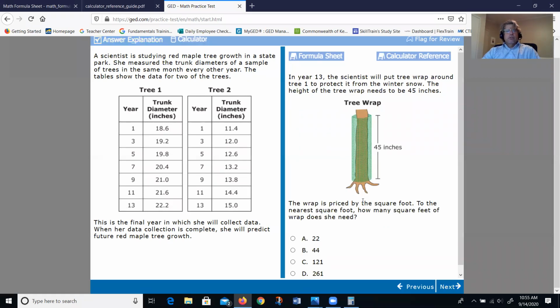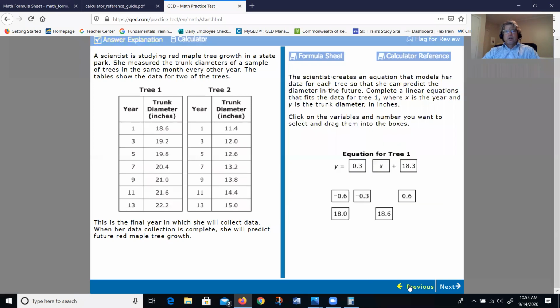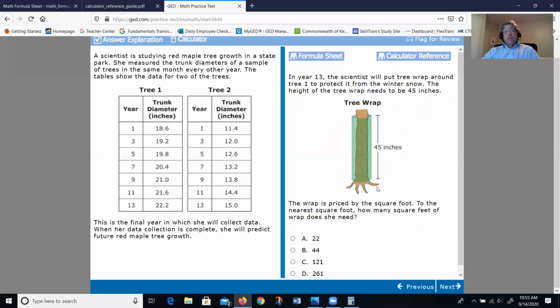So this third question stays on the same graphic, but let's see where they take us this time. Because it looks like it's giving us a little bit different information still. So year 13, the scientists put tree wrap around tree 1. So I got to remember, we're now talking about tree 1. We're over here. And we're talking about year 13. So what the scientists will want to do is put tree wrap around tree 1.